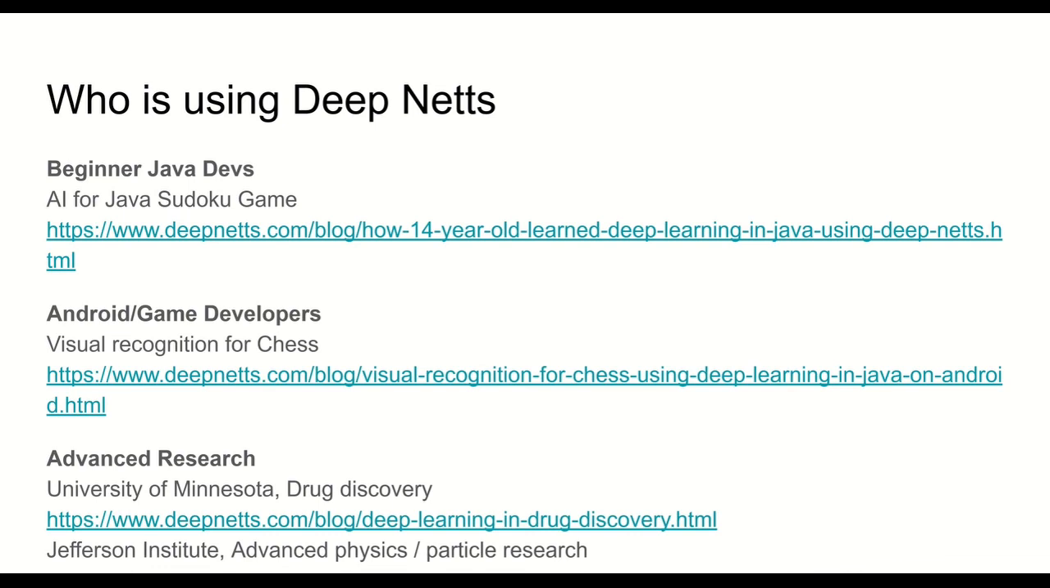At the University of Minnesota, their lab for computational chemistry had a Java application which was managing the experiment related to drug discovery, and it was very easy to integrate Deepnets, and thanks to using deep learning methods, they have significantly lowered the time and the number of experiments, and also created a cheaper process. At the moment, we do have information that Deepnets is being used at Jefferson Institute for some advanced physics and particle research, and we expect the research to become public soon.